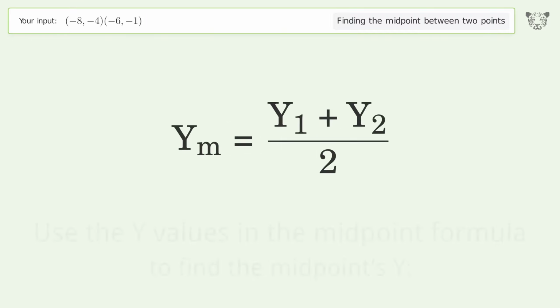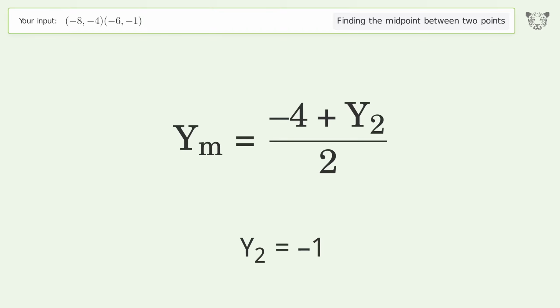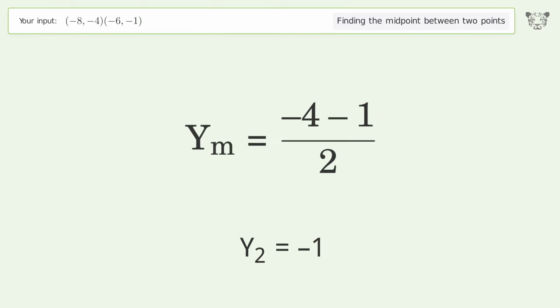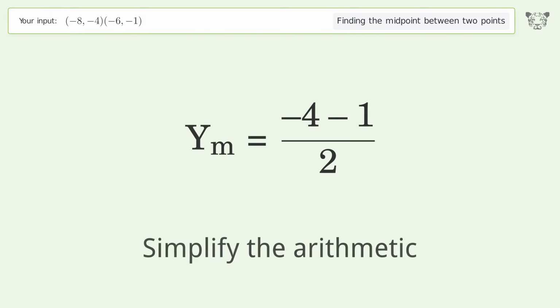Use the y values in the midpoint formula to find the midpoint's y. y1 equals -4. y2 equals -1. Simplify the arithmetic.